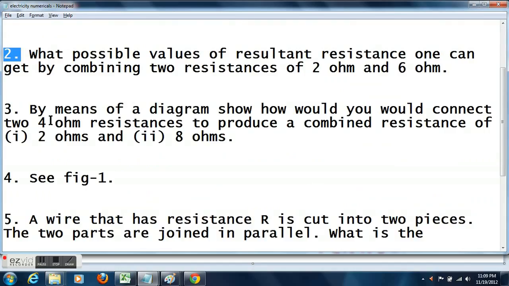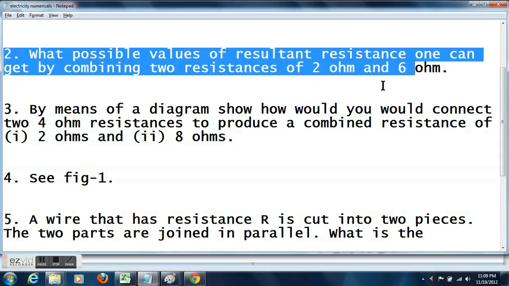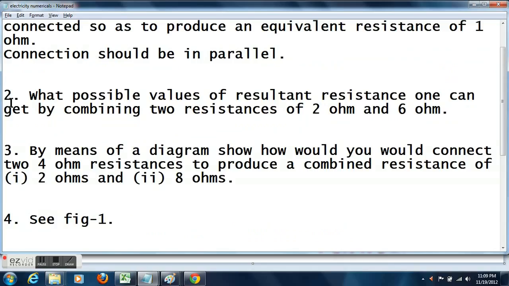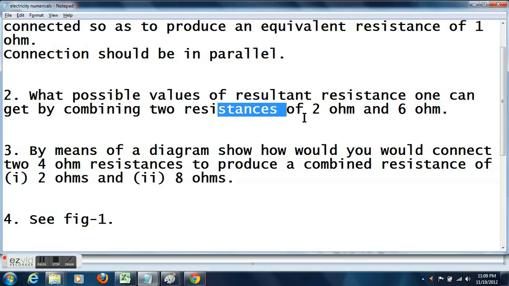Let me read out the second and third problem so that you can start solving on your own. Second problem: what possible values of resultant resistance one can get by combining two resistances of 2 ohm and 6 ohm.